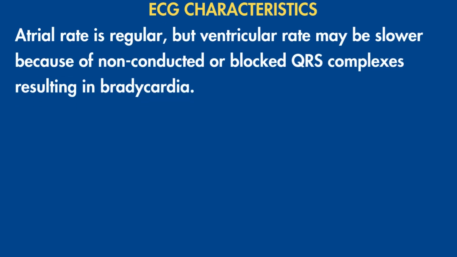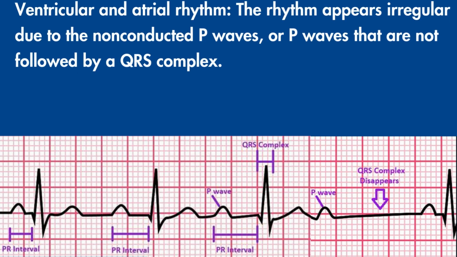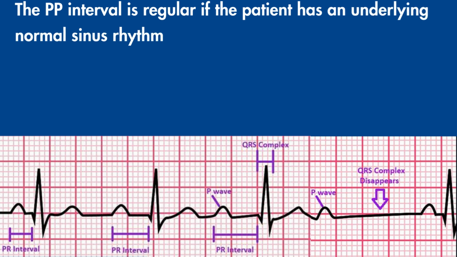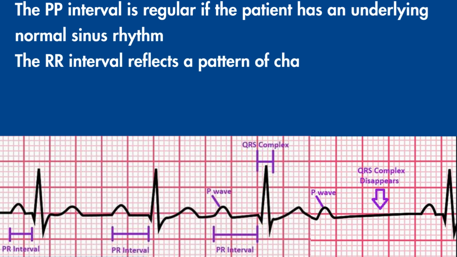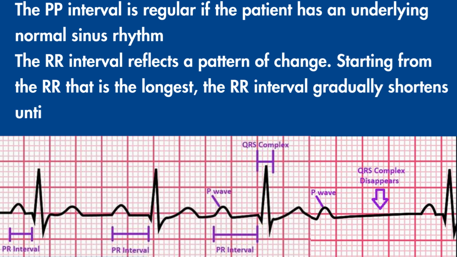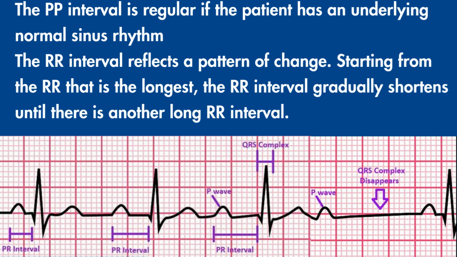Characteristics of a second-degree AV block type 1. Ventricular and atrial rate. Atrial rate is regular, but ventricular rate may be slower because of non-conducted or blocked QRS complexes, resulting in bradycardia. The rhythm appears irregular due to the non-conducted P waves, or P waves that are not followed by a QRS complex. The PP interval is regular if the patient has an underlying normal sinus rhythm. The RR interval reflects a pattern of change. Starting from the RR that is the longest, the RR interval gradually shortens until there is another long RR interval.